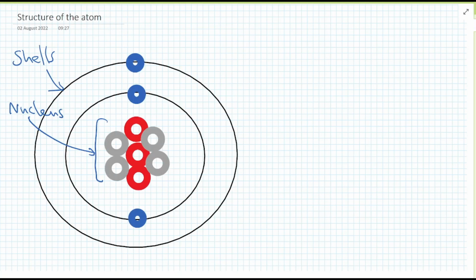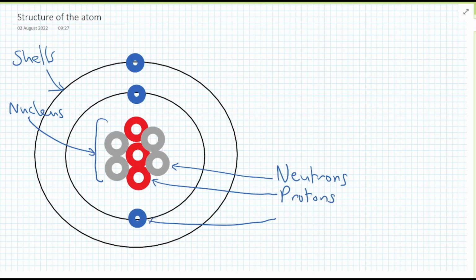And then in the nucleus we've got these ones that I've coloured grey. They are neutrons. We've got these ones that I've coloured red. They are protons. And in the shells we've got these ones that I've coloured blue. They are electrons.